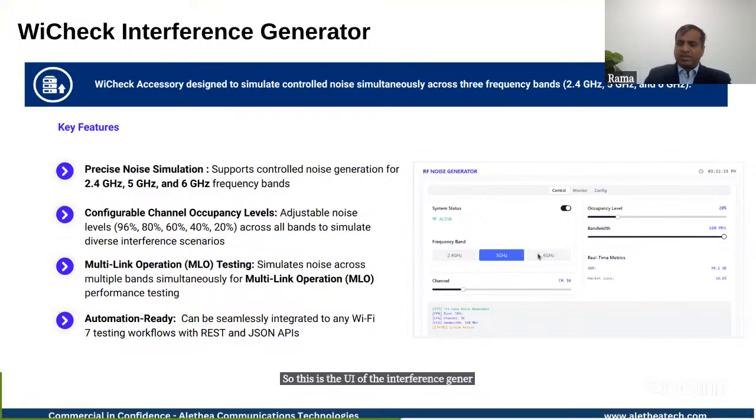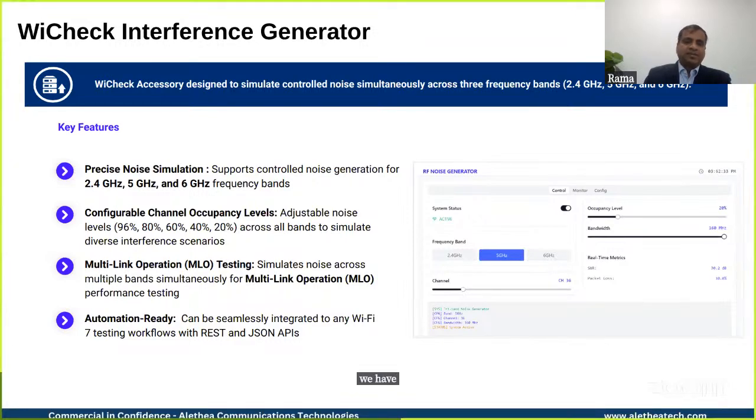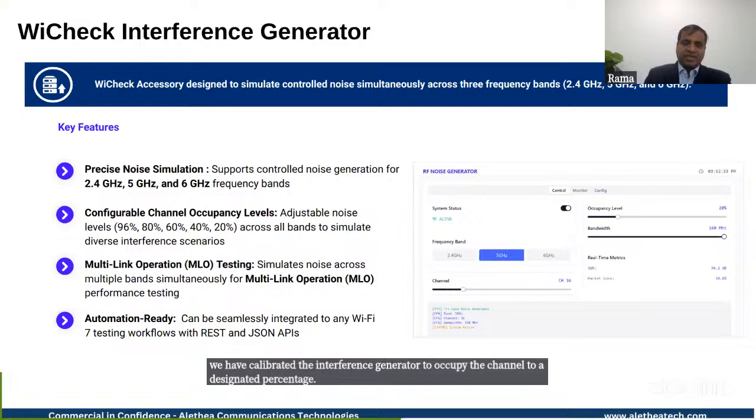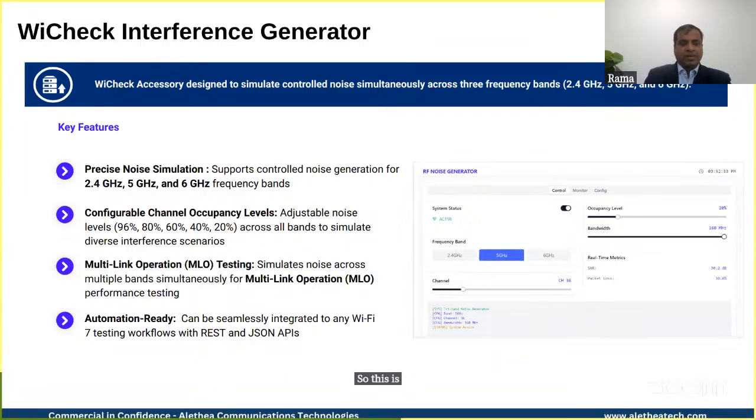You select the band, and you can select the occupancy level. When I say the interference level, this is the channel occupancy level. We have calibrated the interference generator to occupy the channel to a designated percentage. This is achieved with a proprietary change in software.